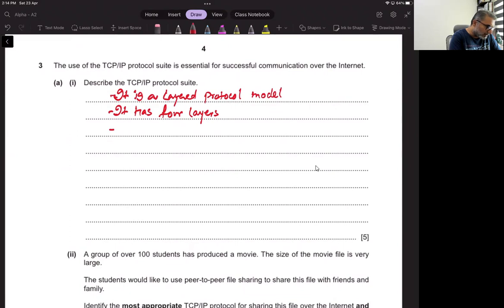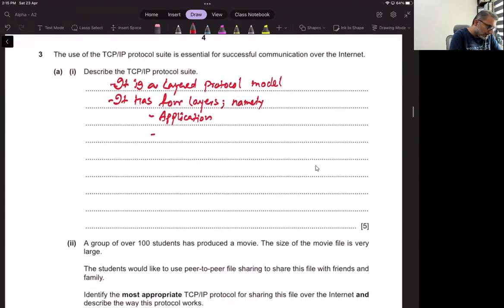Those 4 layers are application layer, transport layer, network layer, which is also called internet layer, and data link layer.